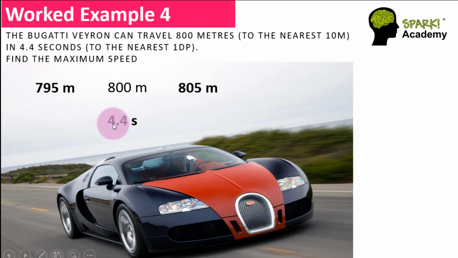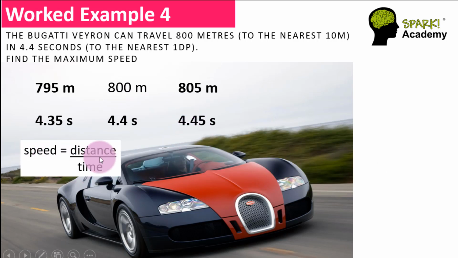Then with the 4.4 seconds, because it's to the nearest 1 decimal place, think of it in powers of 10. So 1 decimal, you'd write that as 0.1. If I halve that, I get 0.05. So if I minus that, I get 4.35. If I add it on, I get 4.45.